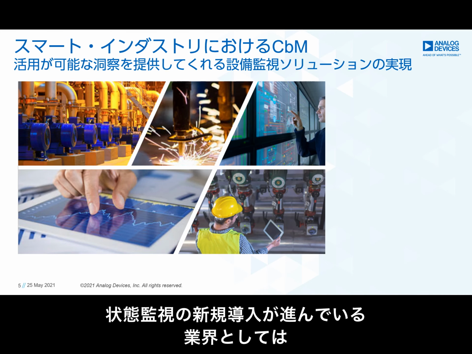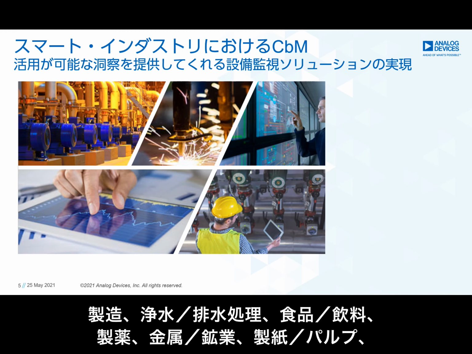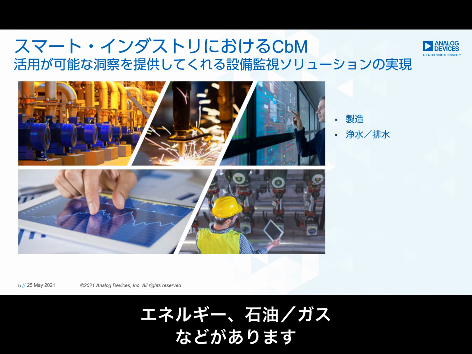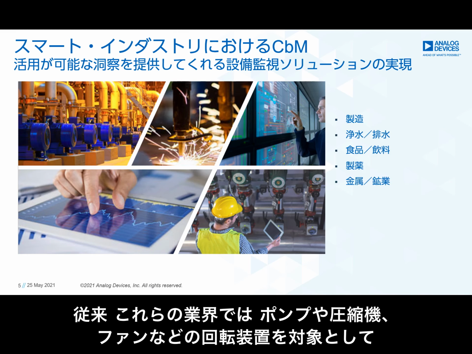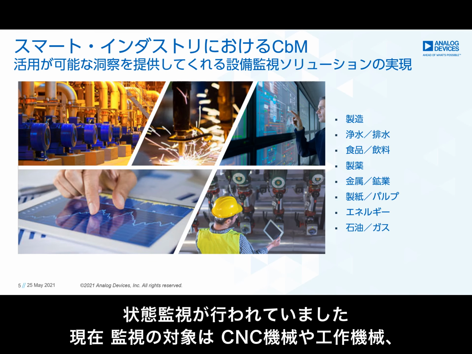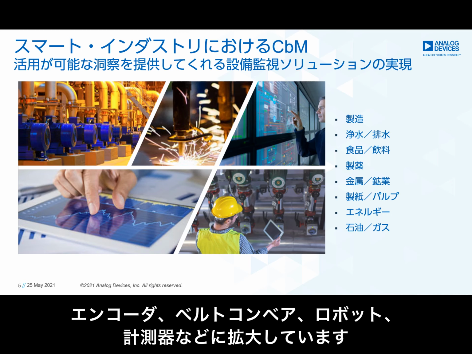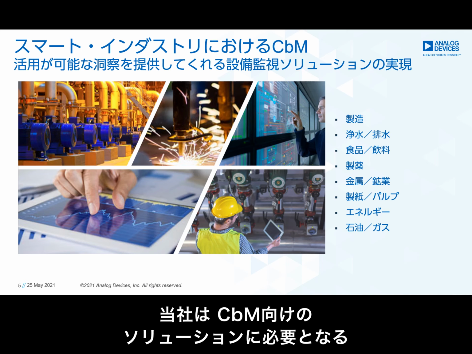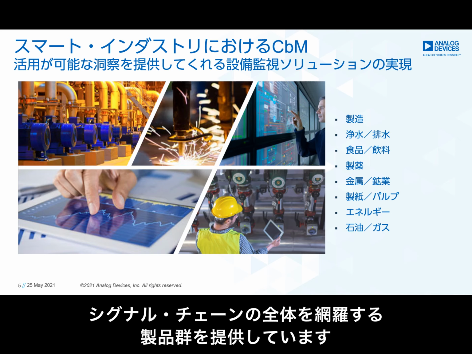Growth in new condition monitoring developments will be across a wide range of industries including manufacturing, water and wastewater treatment, food and beverage, pharmaceuticals, metal and mining, paper and pulp, energy, and oil and gas installations. Within these industries, condition monitoring applications are expanding beyond the traditional rotating equipment applications like pumps, compressors, and fans to new applications in CNC machine tools, encoders, conveyor belts, robotics, and instruments.